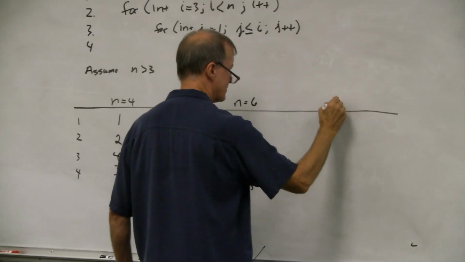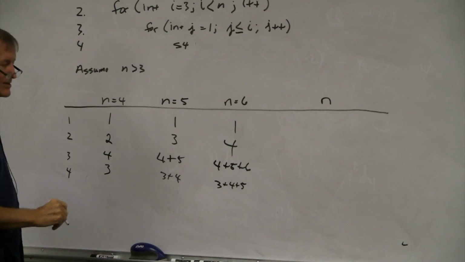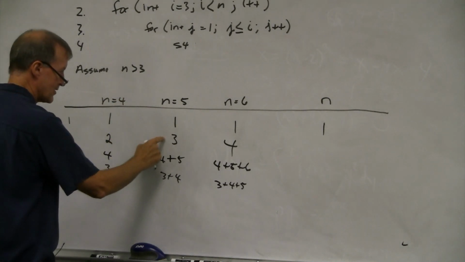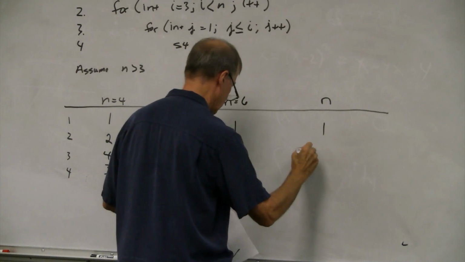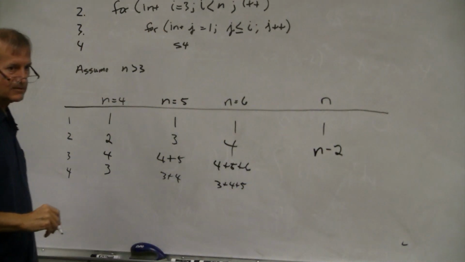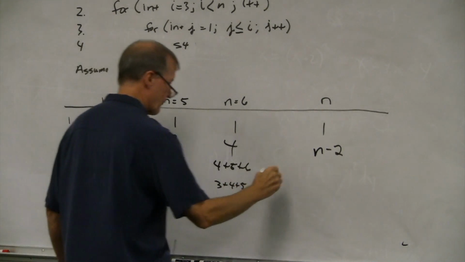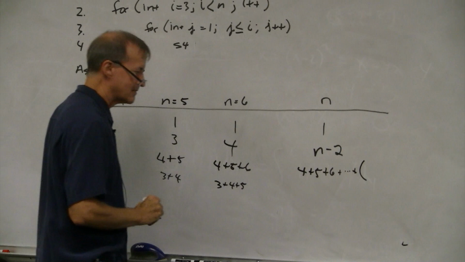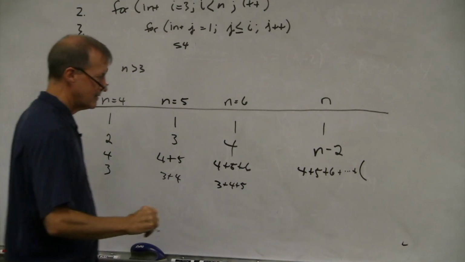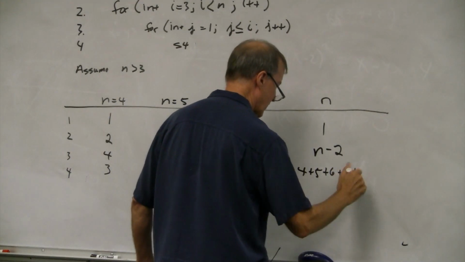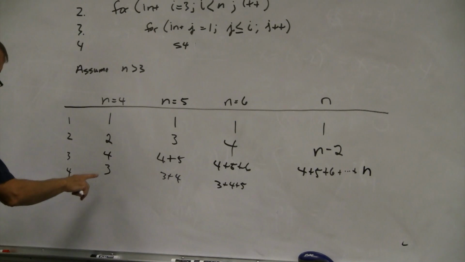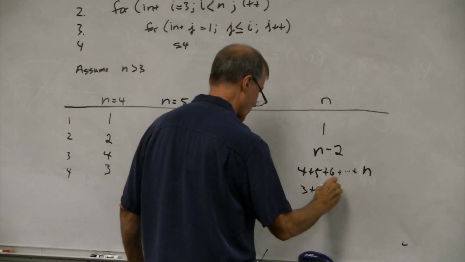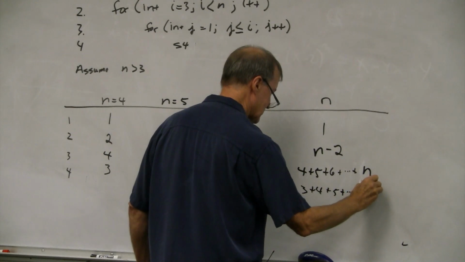And now let's do it for n in general. Now we generalize. What is this one? 1. What is this one? If n was 4 it was 2, 5 it's 3, 6 it's 4, so n minus 2. Is everybody clear? And what is this one? This one is 4 plus 5 plus 6 plus ... plus, and what's the last one? Is it n? Yeah. Oh, I guess I didn't need the paren then. That's just n. Now, what is this one? 3 plus 4 plus 5 plus ... plus what? n minus 1 is the last term.